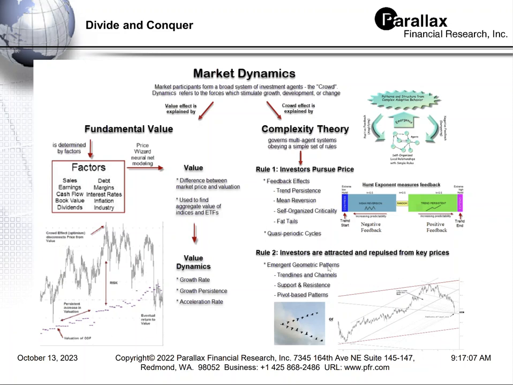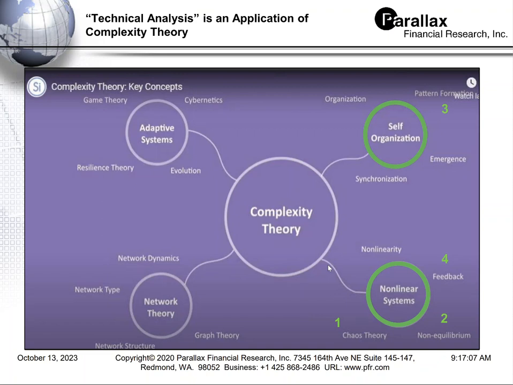So we're going to go ahead and talk about some of that. This is just a diagram showing the basic concepts of complexity theory, and where I've highlighted in green, those are the key manifestations that we see in markets: self-organization, and we see some nonlinearity because of feedback. So these two areas, pattern formation up here, and emergence, and then chaos theory, which is the science of feedback systems, plays into this nonlinear part of the theory. So we'll come back to that.